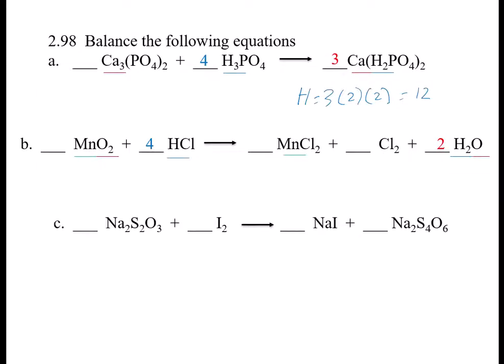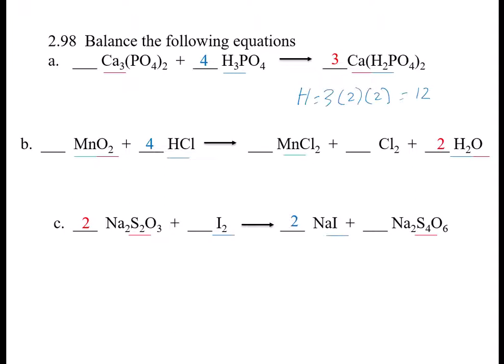The last one is sodium thiosulfate plus iodine goes to sodium iodide plus sodium persulfate. That one's not one you have to know. I'm going to do sodiums last, because sodium's in 2 different places. I'm going to start with sulfur. I've got 2 here and I've got 4 there, so I need to put a coefficient of 2 there. Oxygens, I now have 2 times 3 gives me 6, and I've got 1 times 6 is 6, so that one's fine. Now I'm going to do iodines next. I've got I2 and 1, so I'm going to put a coefficient of 2 there for iodine.